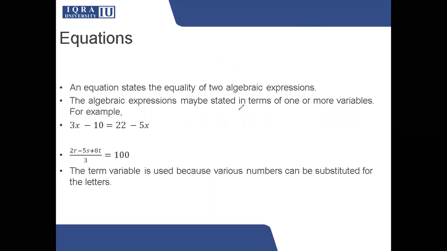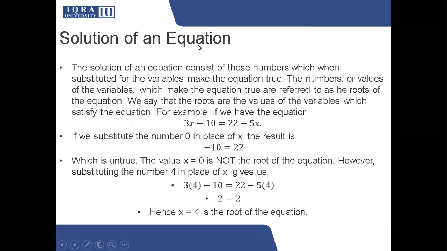The algebraic expressions may be stated in terms of one or more variables. For example, 3x minus 10 equals to 22 minus 5x. Also, this is again another algebraic expression, 2r minus 5s plus 8t divided by 3 equals to 100, right? So the term variable is used, like I told you, because various numbers can be substituted for the letters, right?